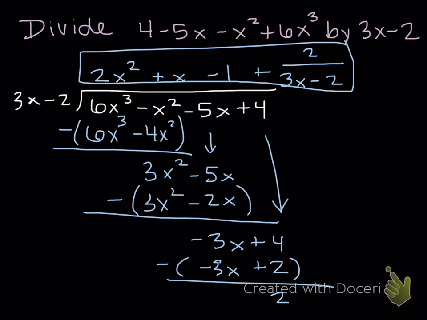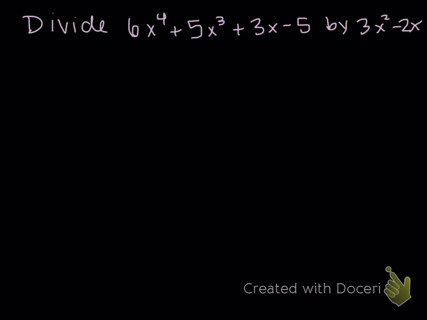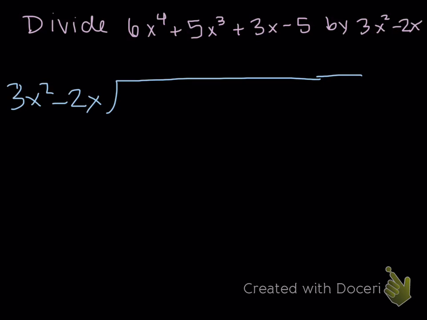So we're going to do one more challenging problem. So here we're dividing 6x to the 4th plus 5x cubed plus 3x minus 5 by 3x squared minus 2x. So notice the outside is now bumped up a degree. For our values underneath, not only do you have to be in standard form, if you're missing a term, you need a placeholder. So I have 6x to the fourth plus 5x cubed. We don't have any x squared plus 3x minus 5.